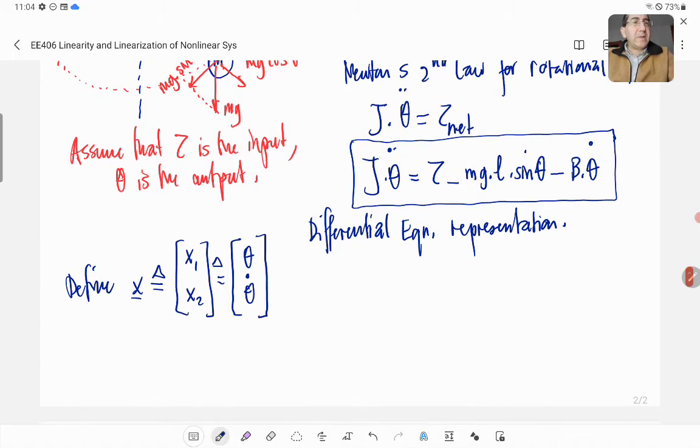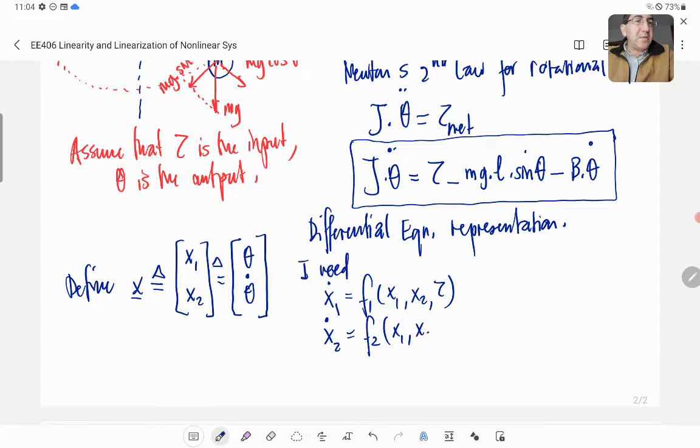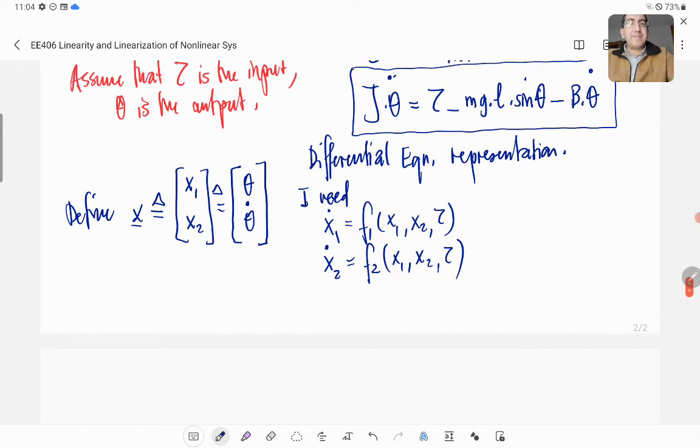Now I'm going to try to put this differential equation into a set of equations in terms of the states. So what I need, remember, is I need two equations. I need x1 dot is equal to f1 of x1, x2, and obviously we will have also the input to the system. And x2 dot will be another function, f2, of the first state, the second state, and the input. So let's try to do that.